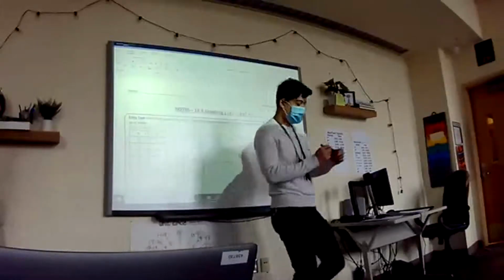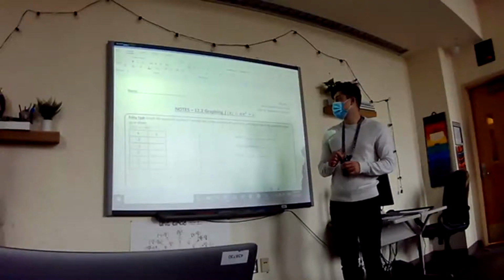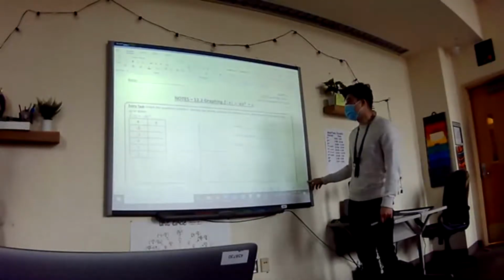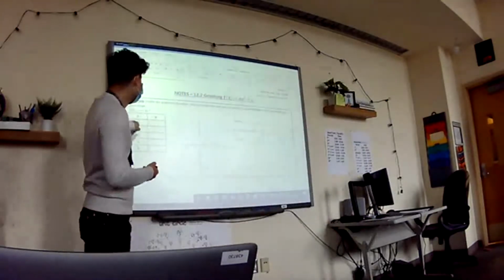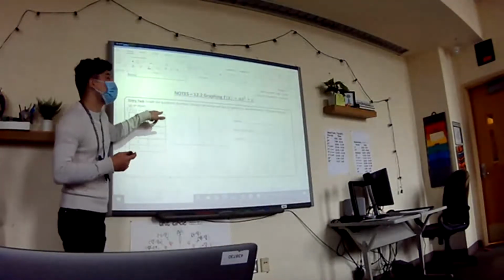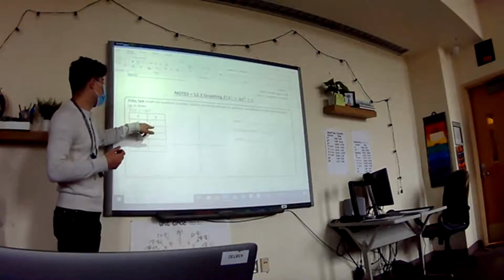So hopefully you had enough time to do this. It was just graphing, which is what we did yesterday. Remember, whenever you're graphing and it gives you a table, all you need to do is take these numbers and plug them into here. So hopefully that's what you did. Did you guys get these values?